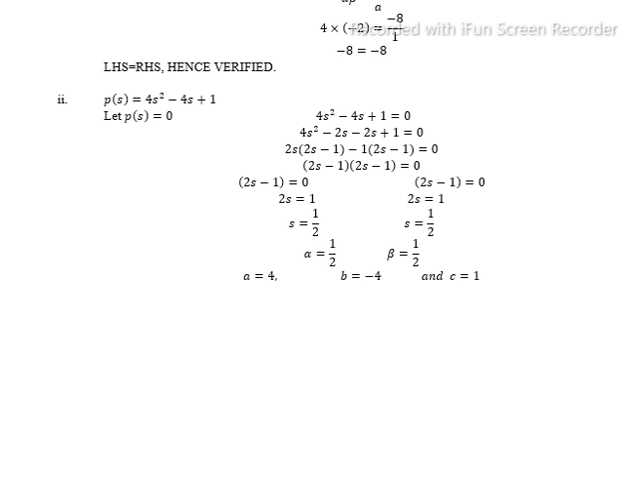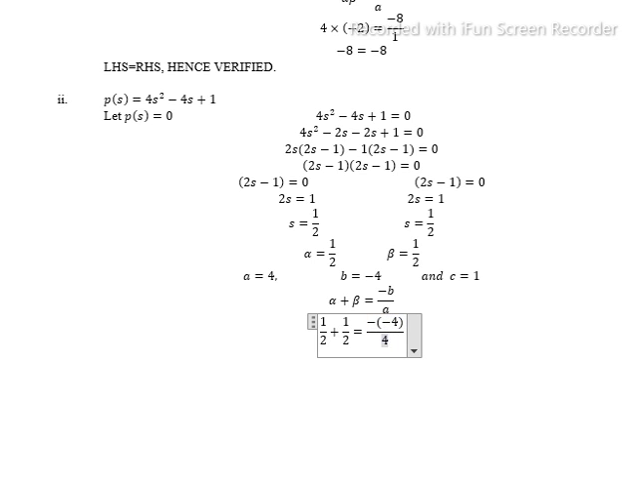Now we know the relationship between the zeros and the coefficients. The first relation: alpha plus beta is equal to minus b divided by a. Now put the values of alpha, beta, a, b. Alpha is 1 divided by 2 plus beta is 1 divided by 2, equal to minus b by a, and the value of minus b is minus of minus 4, divided by a.